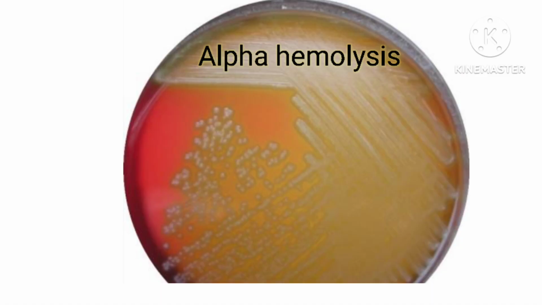It is a green zone seen around a bacterial colony which is shown by catalase negative bacteria. Due to the lack of catalase enzyme, hydrogen peroxide accumulates near the bacterial colony. This hydrogen peroxide oxidizes oxyhemoglobin to methemoglobin, which appears green in color.